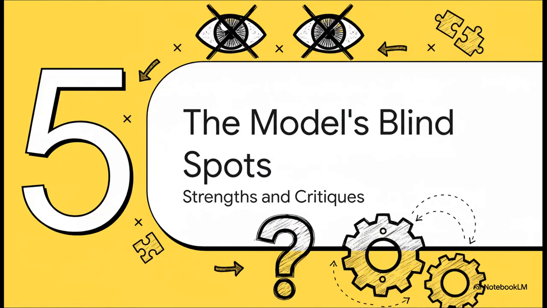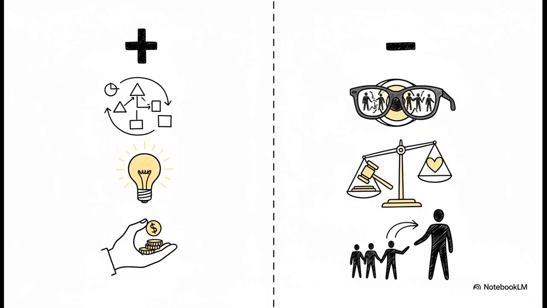Now look, like any framework, the Stakeholder Salience Model isn't perfect. It is incredibly helpful, for sure, but to use it smartly, you've got to be aware of its limits and some of the common knocks against it. On the plus side, its strengths are obvious. It's dynamic, it's really simple to understand, and it's incredibly practical for figuring out where to spend your limited time and energy. But on the other hand, it has some real critiques.